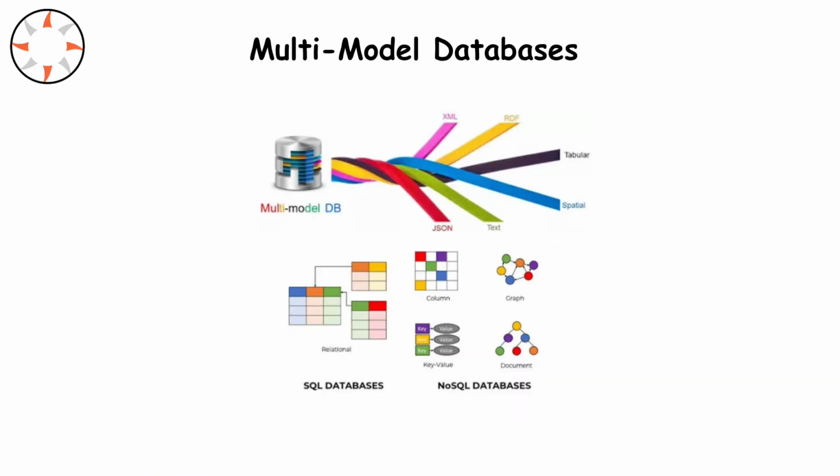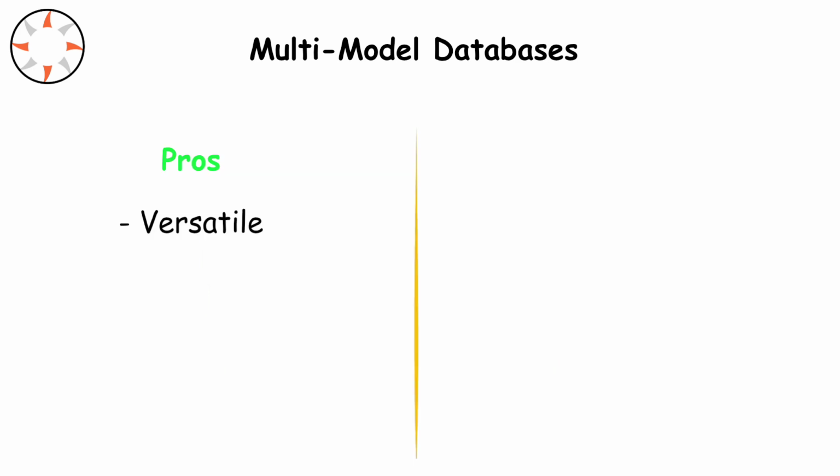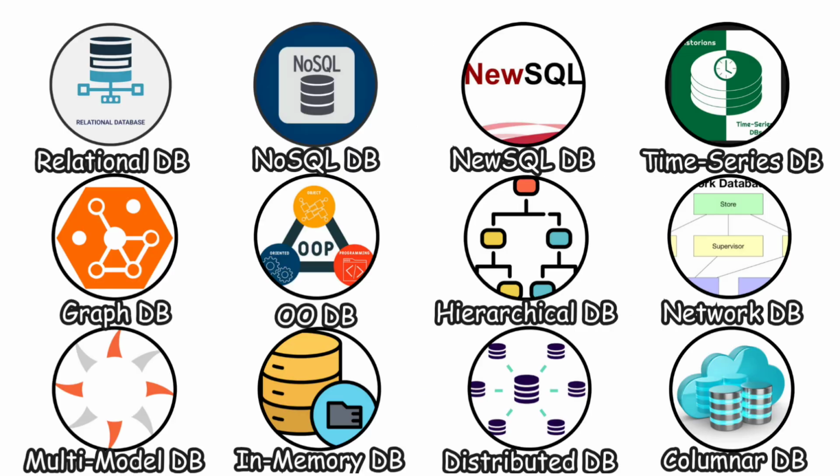Multi-model databases. Why choose one type when you can have several? Multi-model databases can store relational, document, graph, and key value data all in one engine. Example: ArangoDB, OrientDB. Perfect for complex applications with diverse data needs. Pros: versatile. Cons: can be heavy or harder to optimize.